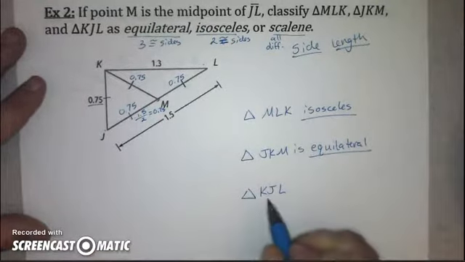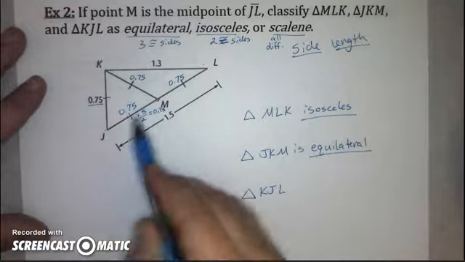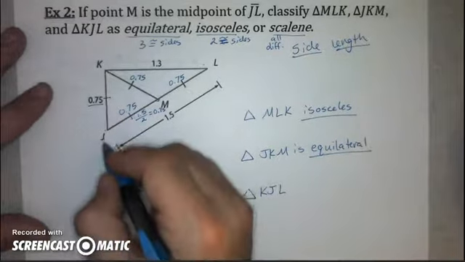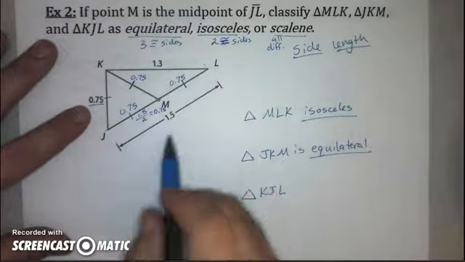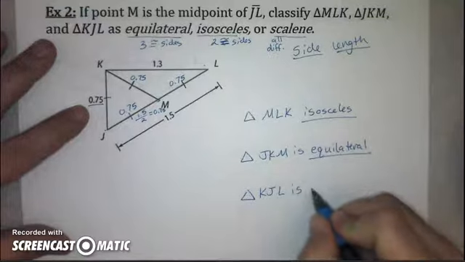And then lastly, triangle KJL. KJL altogether. We have a side length of 0.75, 1.5, and 1.3. All 3 of those are different measurements, so this is a scalene triangle.